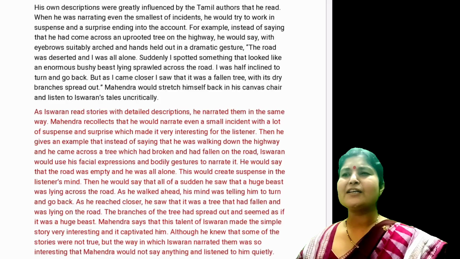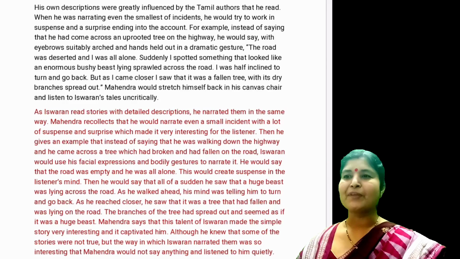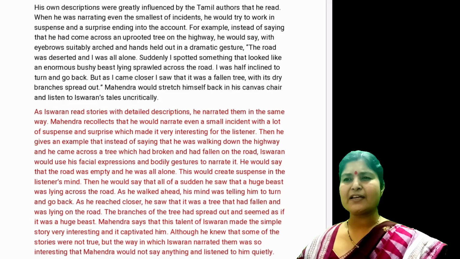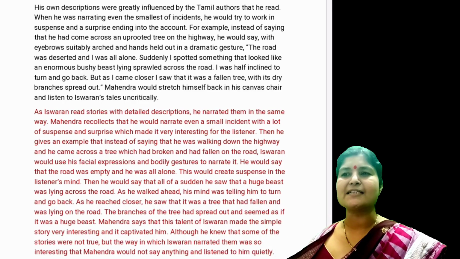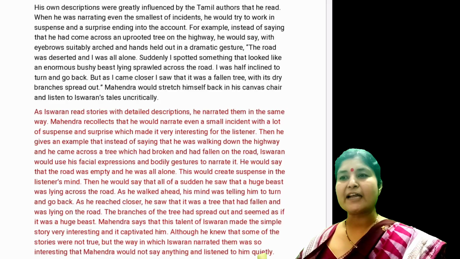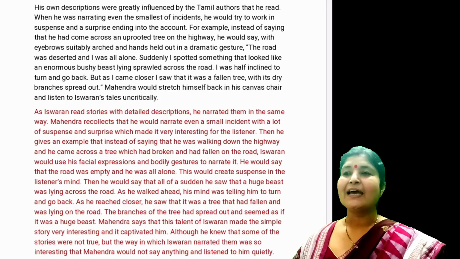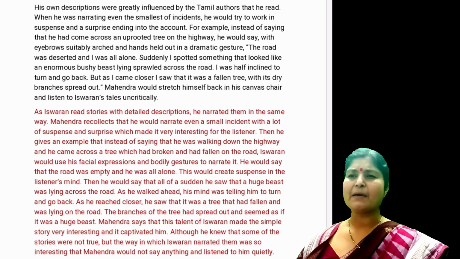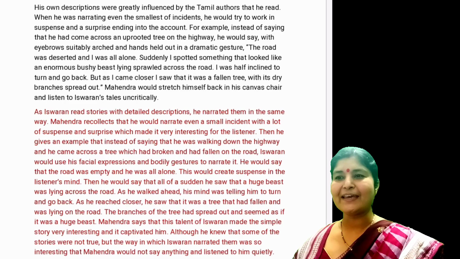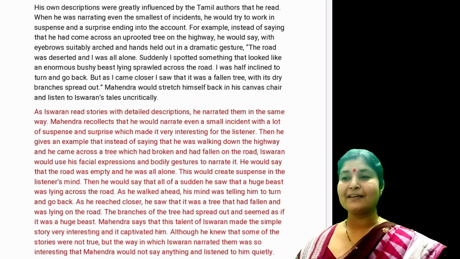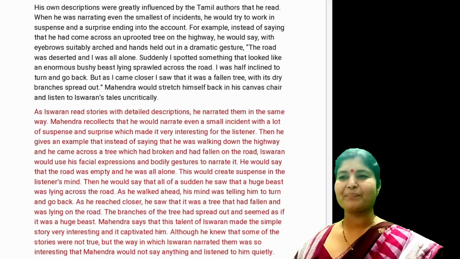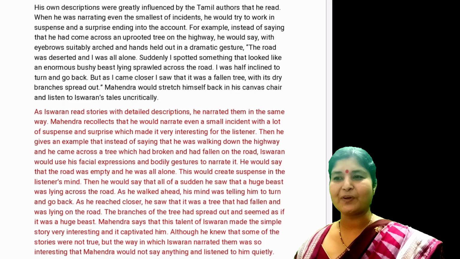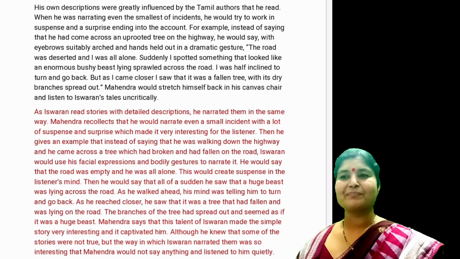So as Iswaran reads stories with detailed descriptions, he narrated them in the same way. Mahendra recollects that he would narrate even a small incident with a lot of suspense and surprise, which made it more interesting for the listener. Then he gives an example that instead of saying that he was walking down the highway and came across a tree, he will tell that story in a different way. What will he tell? Iswaran uses his facial expressions and bodily gestures to narrate it. How will he narrate?